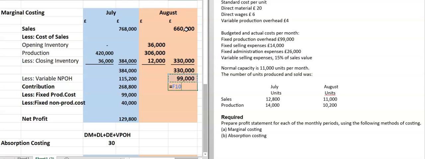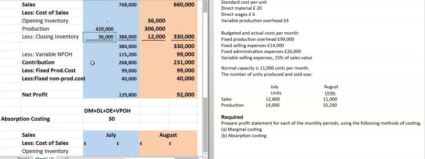Then contribution is this amount minus this one. Then you get 231,000 as contribution, and fixed production overhead will never change. So that is 99,000, and 40,000 will be the non-production cost. Then let's calculate the net profit. That will be 231 minus 99,000 minus 40,000. That will be 92,000 pounds will be the net profit.